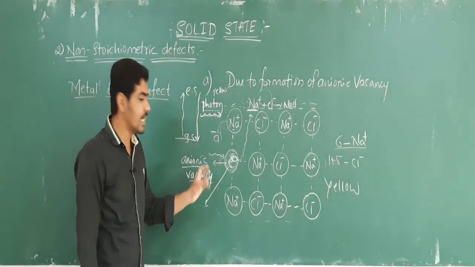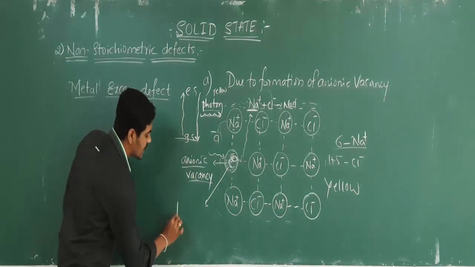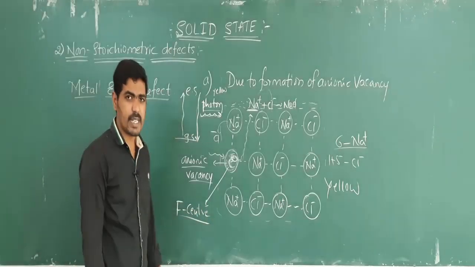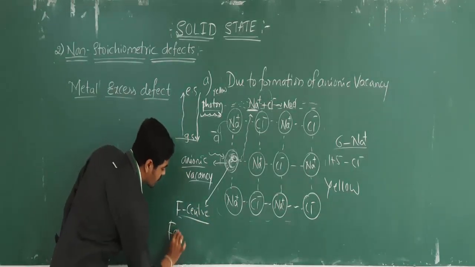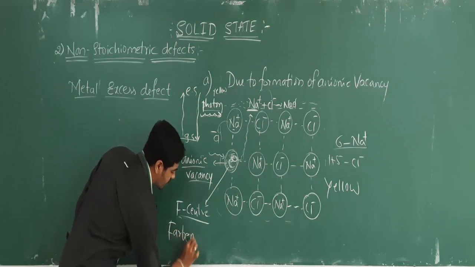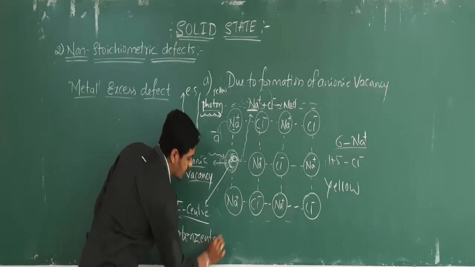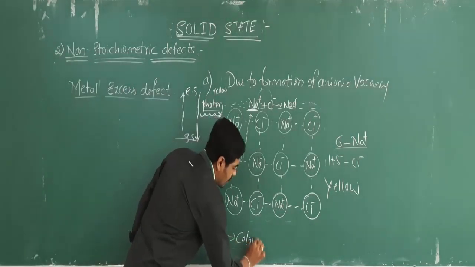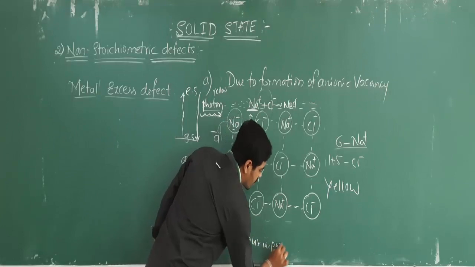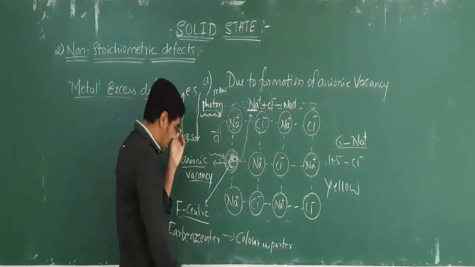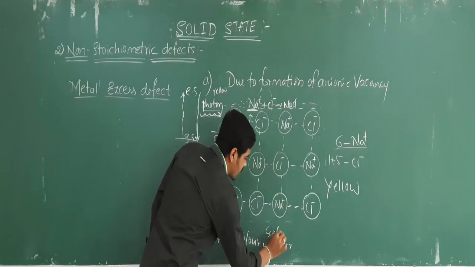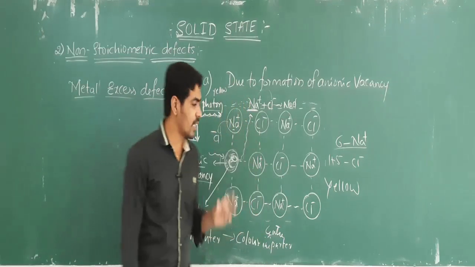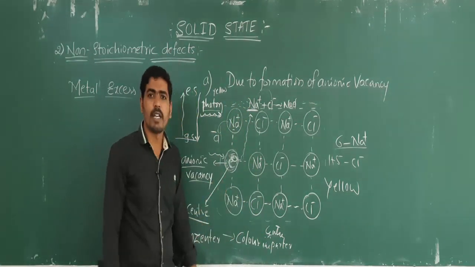electron which is embedded in the anionic vacancy is said to be F center. It is known as F center. F means Farbenzenter. It is a German word that means color imparter, or color center. You can write it as color center. Farbenzenter means color center. So it gives color to the crystals, hence it is known as F center.